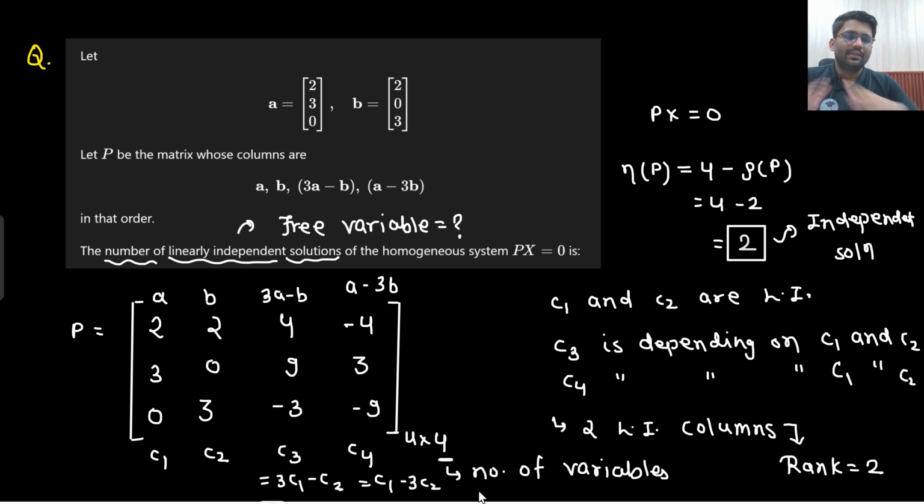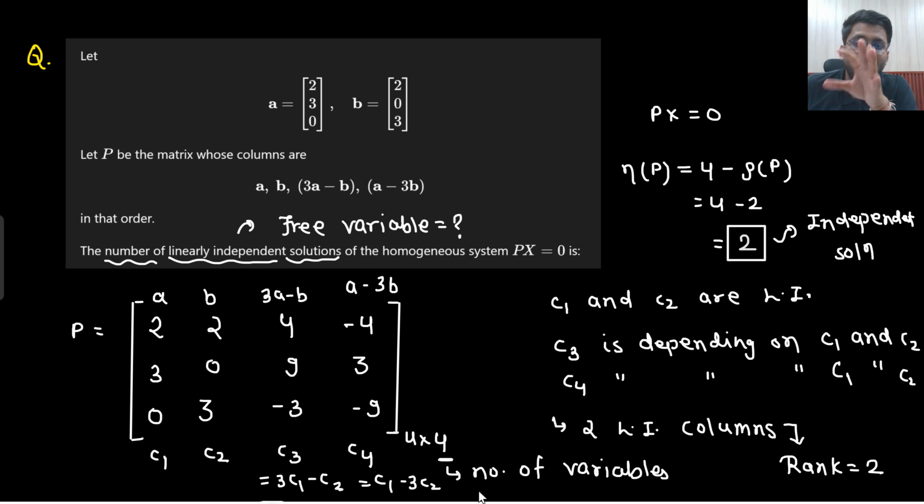Yeah. So this is a 4 cross 4 matrix. That means number of variables are 4. We need to find out the rank of P now. So how will I find out the rank of P? I know that there are 2 linearly independent columns and 2 linearly dependent columns. So there are only 2 linearly independent columns. That means the rank of P will be 2. So nullity is coming out to be 2. That means 2 independent solutions we will have. Is that clear or not?